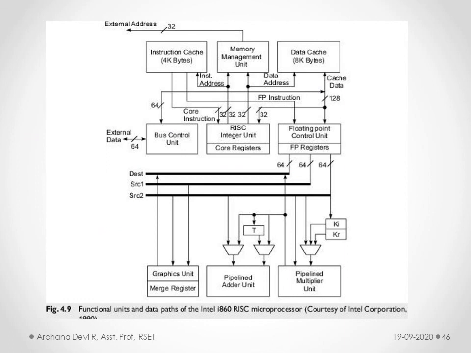So this is the overall architecture of this i860 processor. The different units you can see here: instruction cache, memory management unit, data cache, bus control unit, integer unit, floating point unit, graphics unit and merge register in a single unit, pipelined adder unit and the multiplier unit. All these are interconnected using different buses. So this is the overall structure of the Intel i860 RISC processor.